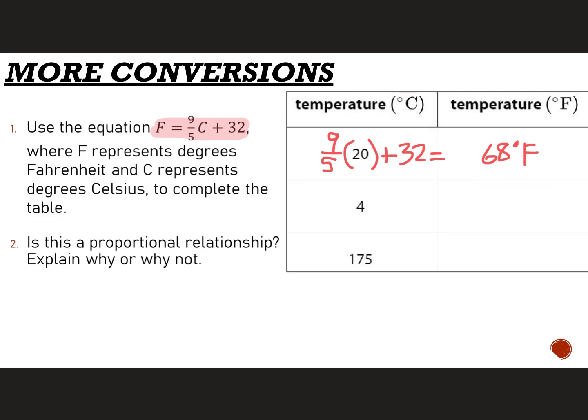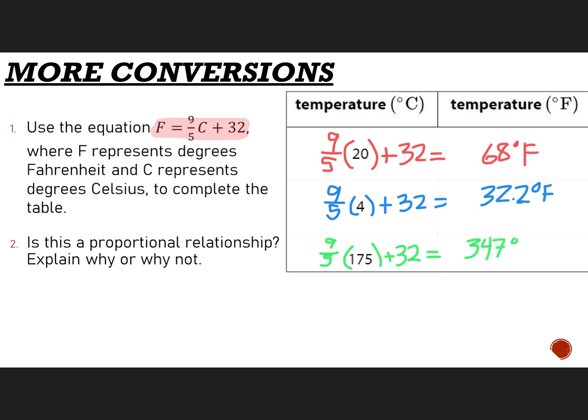And the next one, we're going to put in 4 for the C. So 9/5 times 4 plus 32 equals 32.2 degrees Fahrenheit. And the last one, we have 175, so we're putting that in for the C value. 9/5 times 175 plus 32 equals 347 degrees Fahrenheit.